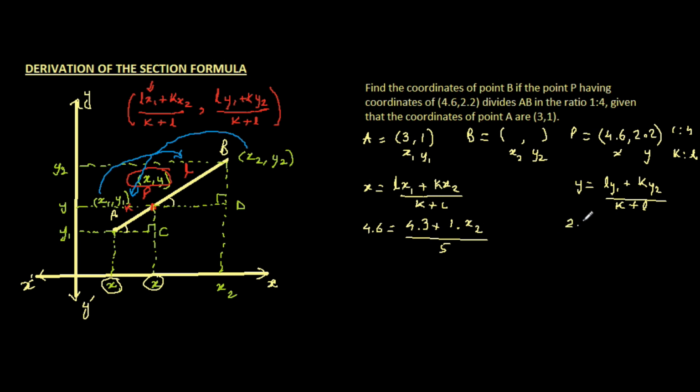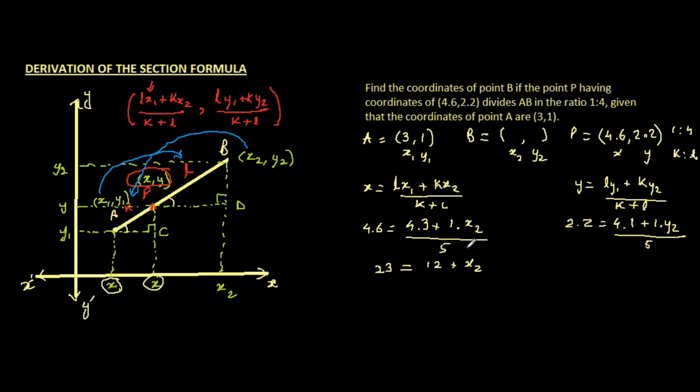So 2.2 is equal to L, which is 4, times y1. y1 is 1 plus k, which is 1, times y2, which we don't have any idea. So let's leave it like y2 only, over k plus L. K plus L is again 1 plus 4, which is 5. Multiplying both sides by 5, we get 4.6 times 5, which is 23. So 23 should be equal to 4 times 3 is 12, plus 1 times x2 is x2, and the 5 and 5 get cancelled there.